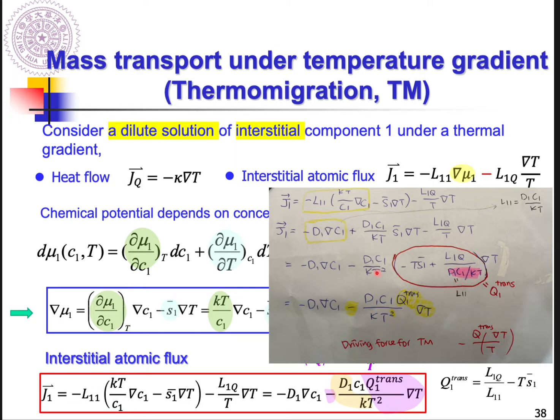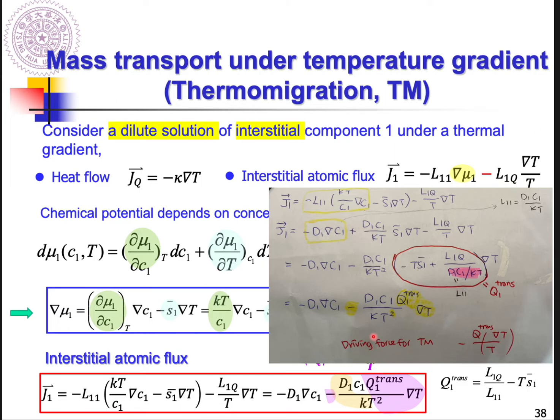Then we just use minus D1C1 over kT squared, copy it here, and the red stuff we call the heat of transport and temperature gradient here. So we can successfully organize it like here, the same as this one. And why do we want to do this? Because it's easy to remember. The only reason is it helps you to easily remember.